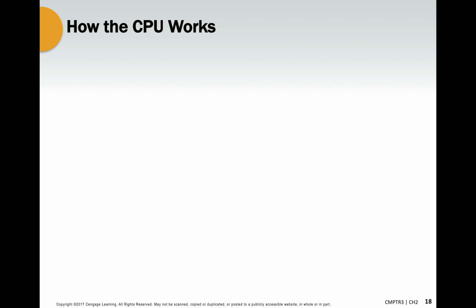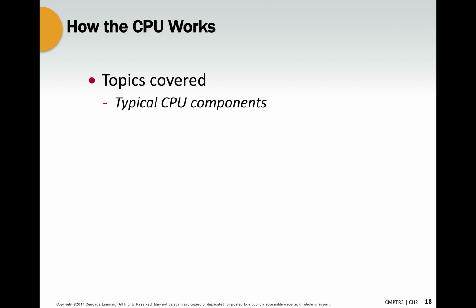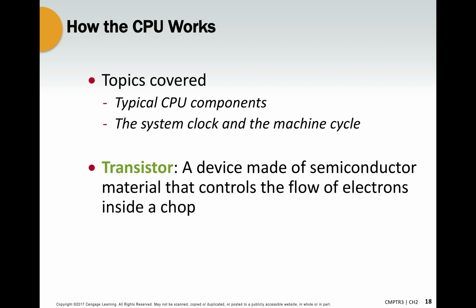So how does the CPU work? The topics that we're going to cover are the CPU components, the system clock, and the machine cycle. The transistor is basically a device made of a semiconductor material that controls the flow of electrons inside the chip. It's the key element of a CPU.